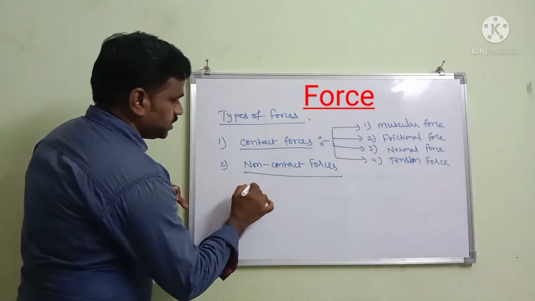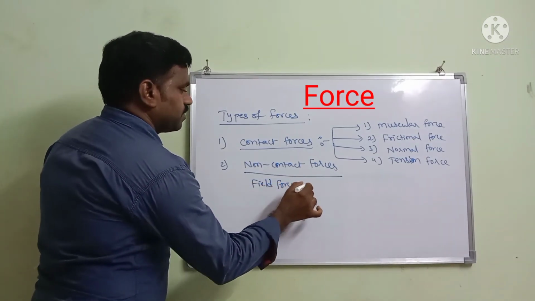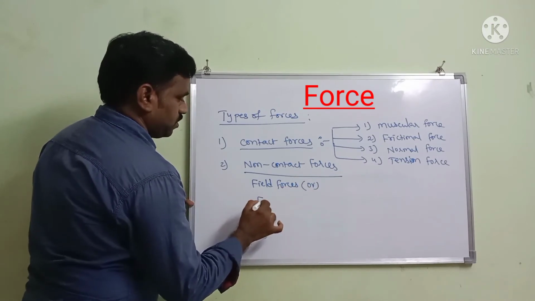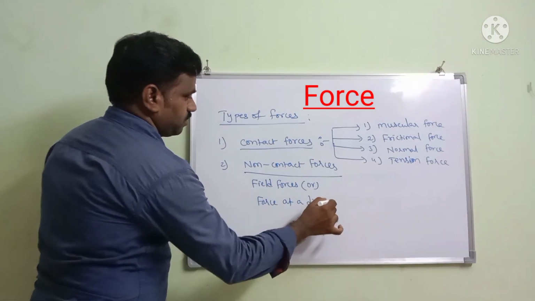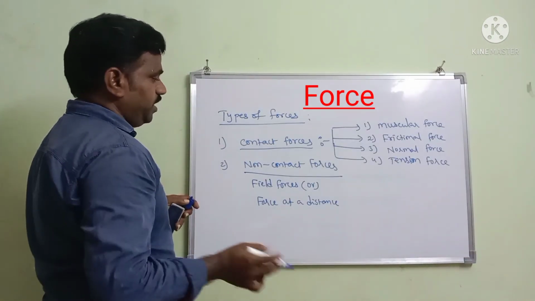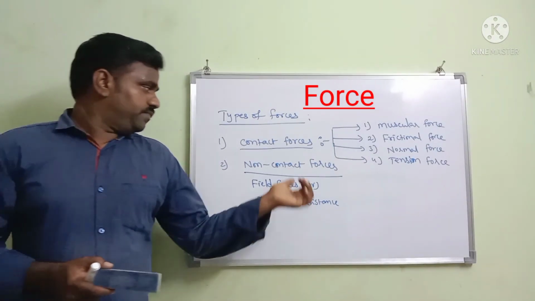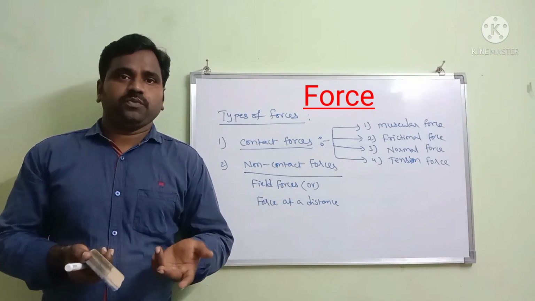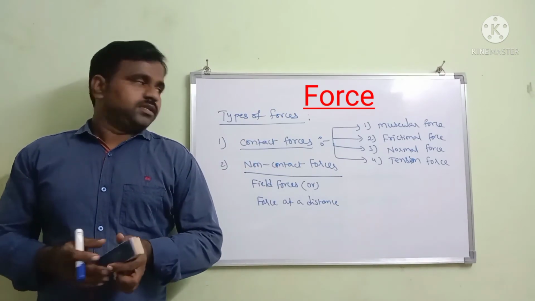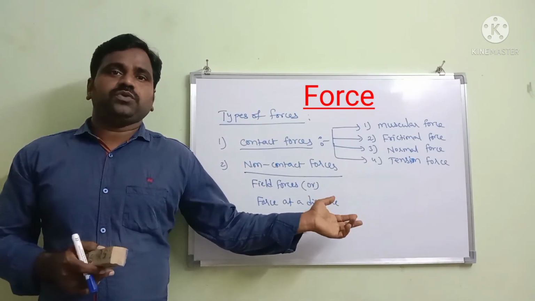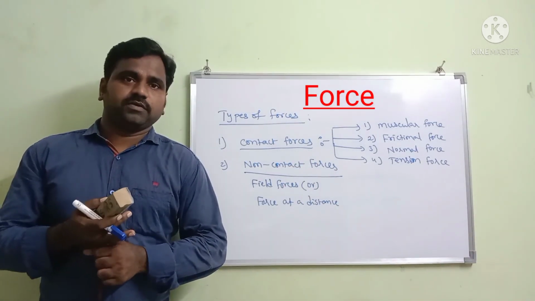And the next one is non-contact forces. Non-contact forces are also called field forces or force at a distance. Why are they called field forces and force at a distance? Because of non-contact. There is no direct physical contact. Non-contact forces means the forces which exist without any direct physical contact.